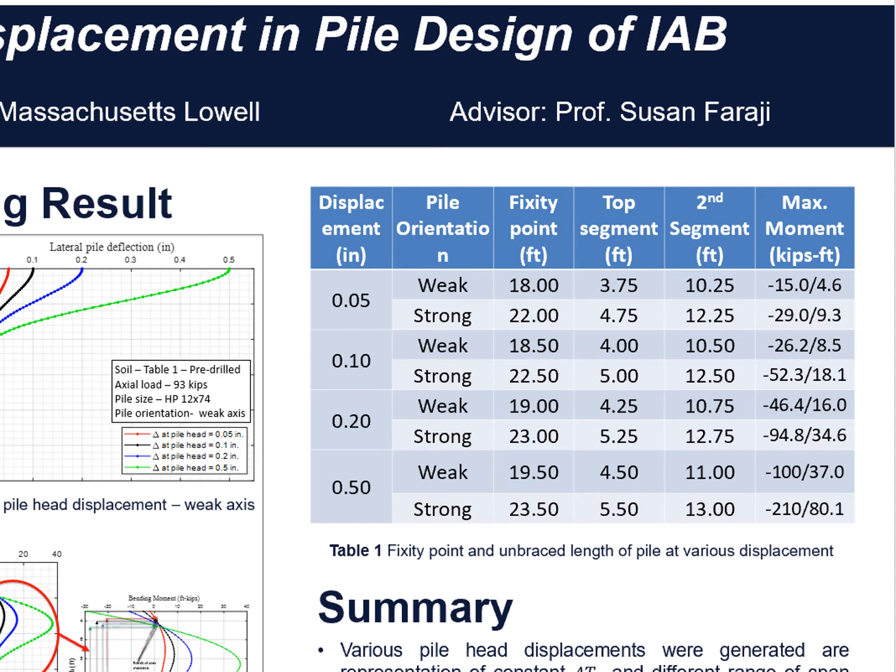That means pile oriented in strong axis can have more moment, which makes them safer in case of plastic hinge occurrence in comparison with the weak axis. Quantitatively, for HP 12 by 74 pile, the increment in pile head displacement will decrease moment capacity in weak axis by 48% in top segment and by 50% in second segment. Hence, pile oriented in strong axis is better than the weak axis in pile designing aspect of moment.